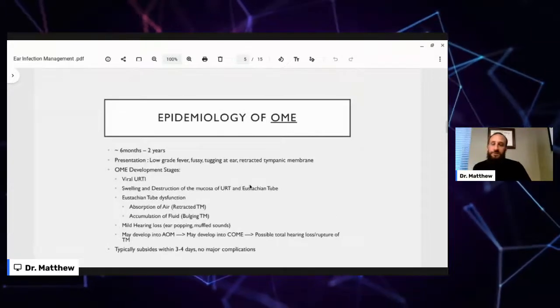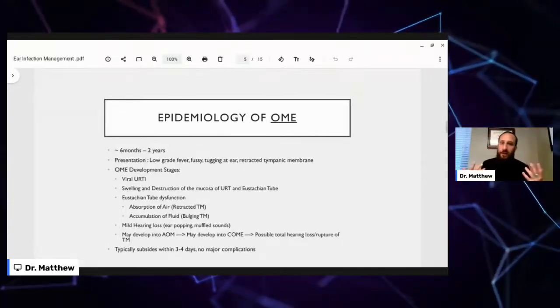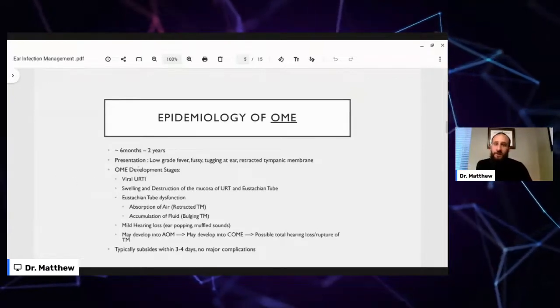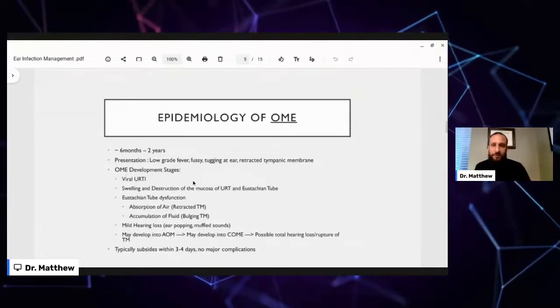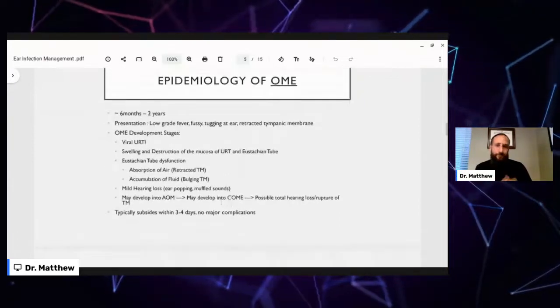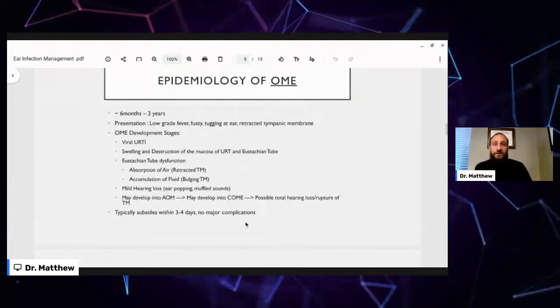This is just epidemiology, which is how it happens and who gets it. It occurs anywhere from 6 months to 2 years of age. Again, it presents with low-grade fever, fussiness, and tugging at the ear. There can be mild hearing loss.